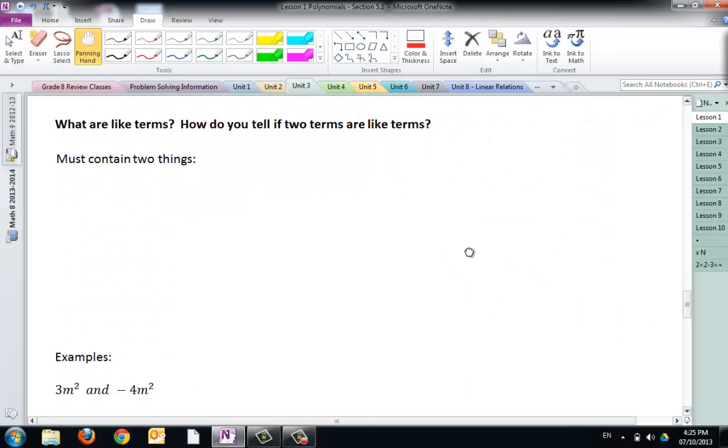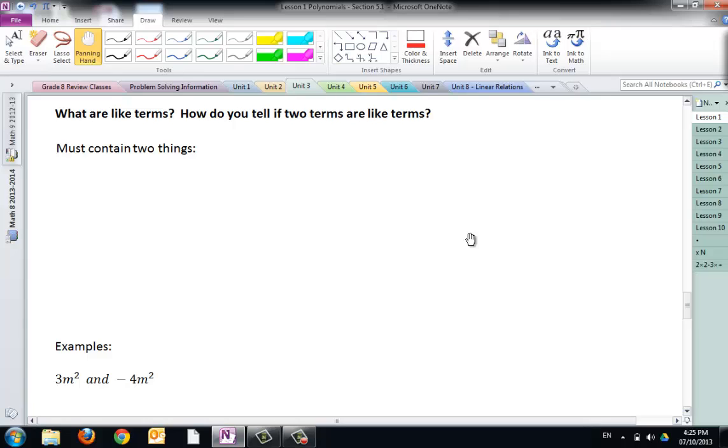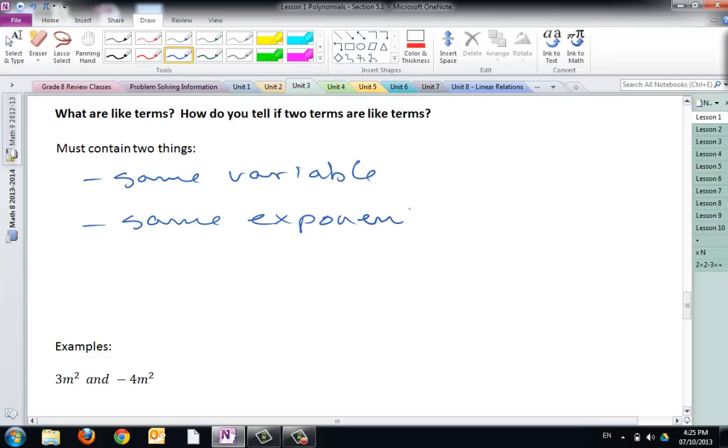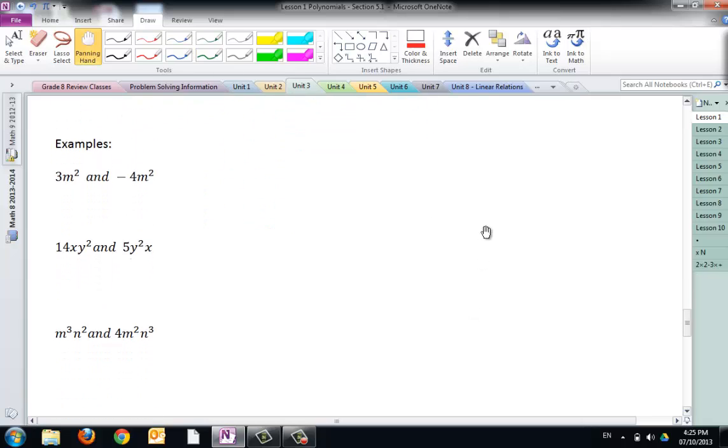Right, so like terms must contain two things. They must contain the same variable, and the variable must have the same exponents on them. And if two terms share those two traits in common, then they can be considered like terms. So let's look at a couple of examples here. I have 3m squared and negative 4m squared. They both have the same variable raised to the same exponents, so those are like terms.